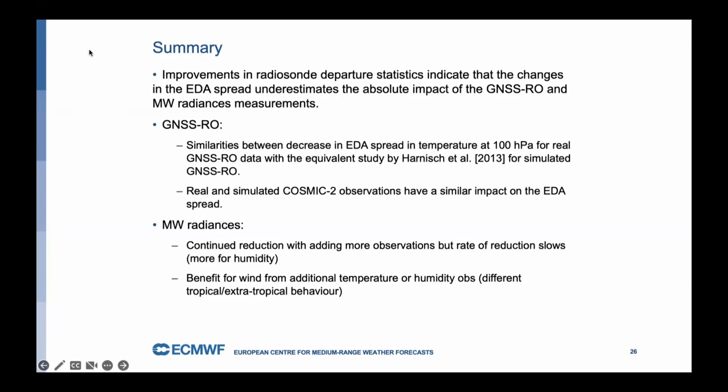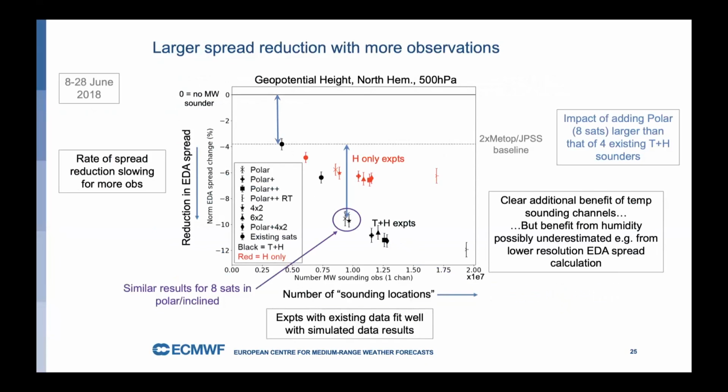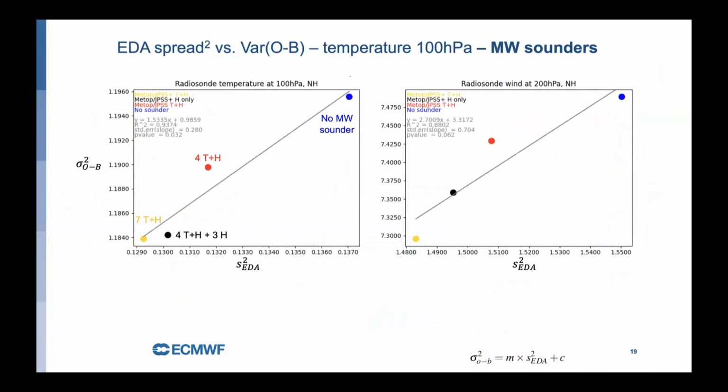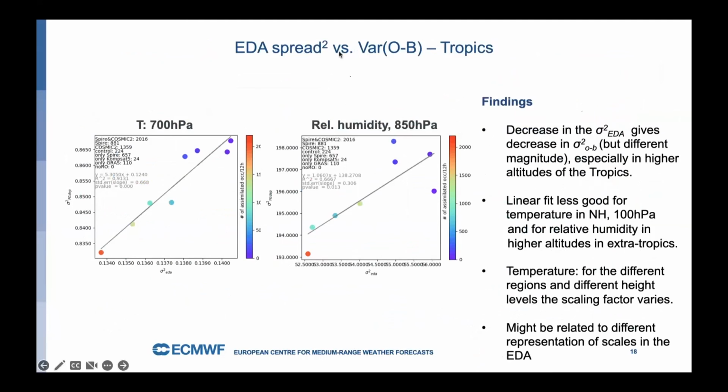That question comes from Takeshi Enomoto, who is asking, is it possible to explain why the O minus B variance and the EDA squared relationship looks linear for relative humidity, which is a nonlinear function of temperature and specific humidity? Why does it look linear, although there is no linear relationship between these variables?